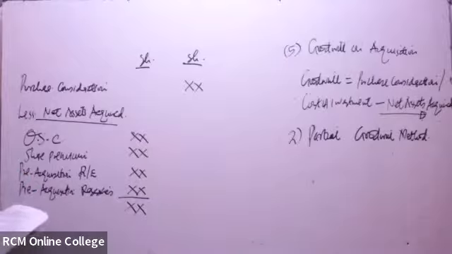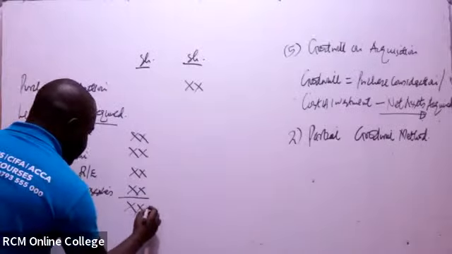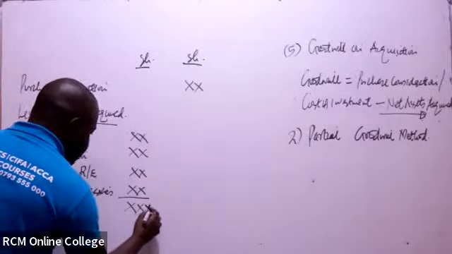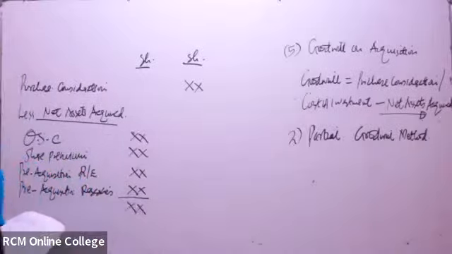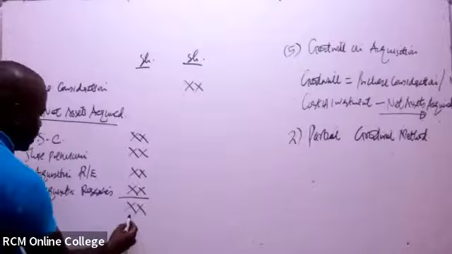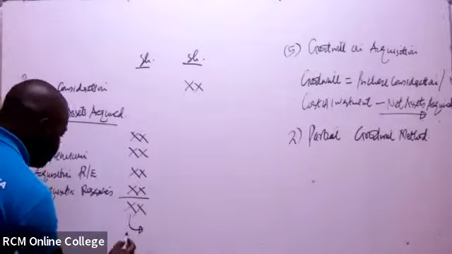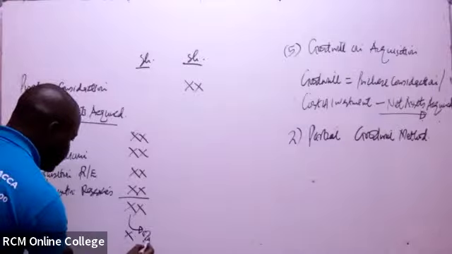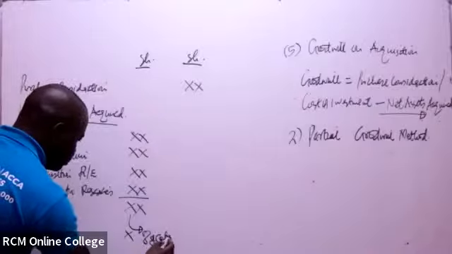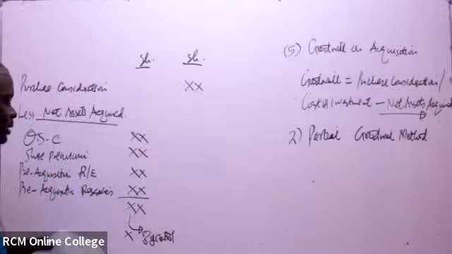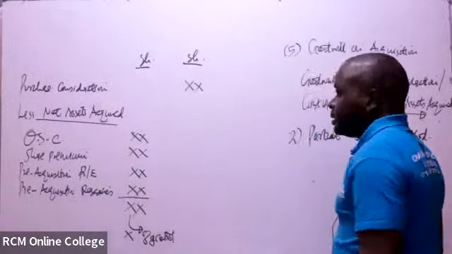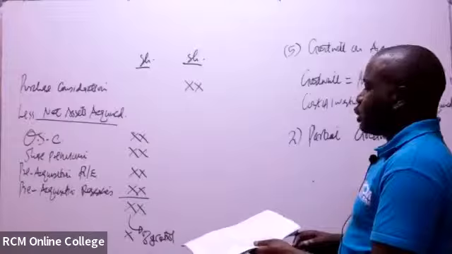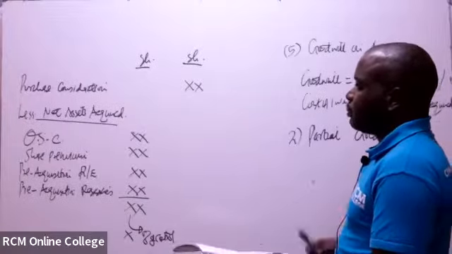This total, you multiply by the percentage of control. So this total you get here, you multiply by the percentage of control. Maybe in this case, it is 80%. So the percentage that the holding company controls, because it is partial.